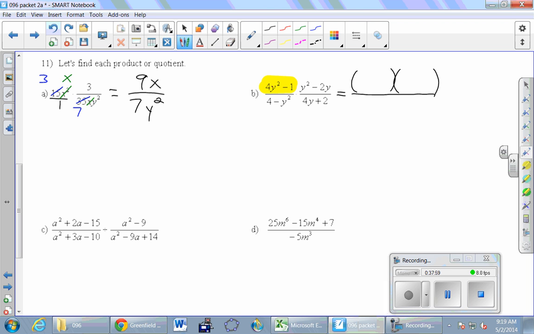Okay, but this guy is a difference of 2 squares. 2 things that are going to give you 4y squared have to be the same: 2y and another copy of 2y. And then 2 things that are going to give you a 1 have to be the same: plus 1, minus 1. That's it. All right, I'll highlight the next guy. This is what we're working on now.